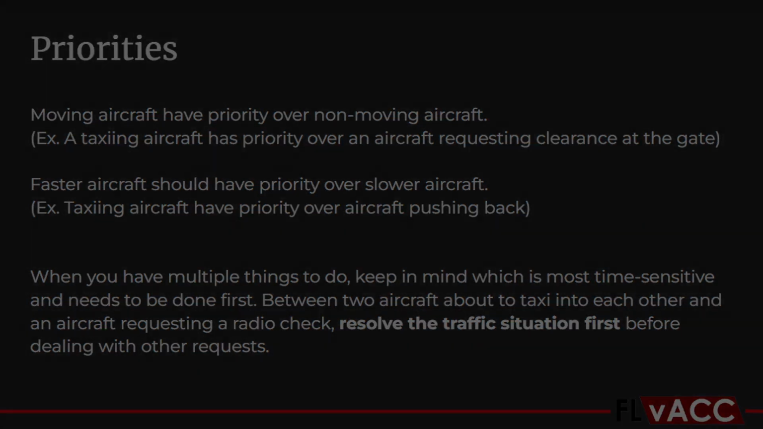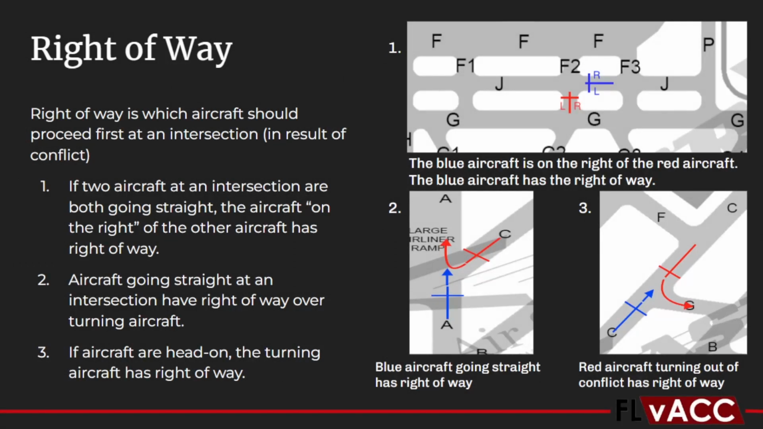More specific to ground are right-of-way rules. These rules guide you in which aircraft should go first should two aircraft come to an intersection at the same time. These right-of-way rules are the same as driving a car. In the first scenario, two aircraft going straight meet at an intersection. The aircraft which is on the right of the other aircraft has the right-of-way. From the red pilot's perspective, the blue plane is on their right, therefore the blue aircraft has the right-of-way.